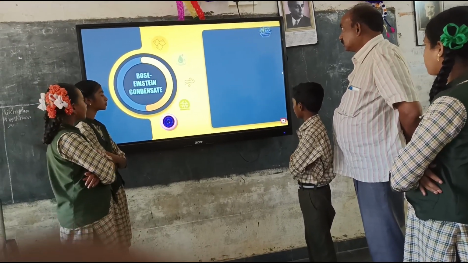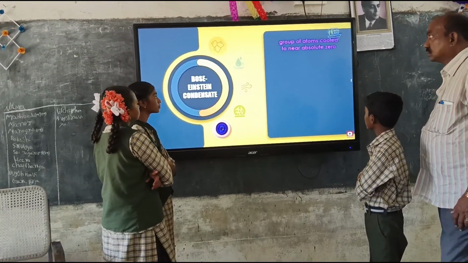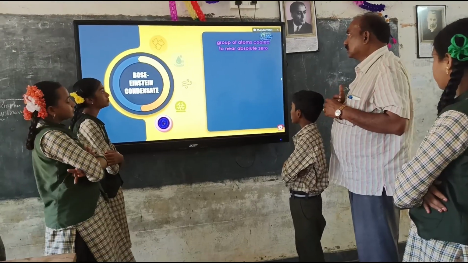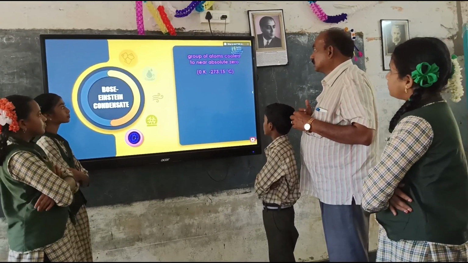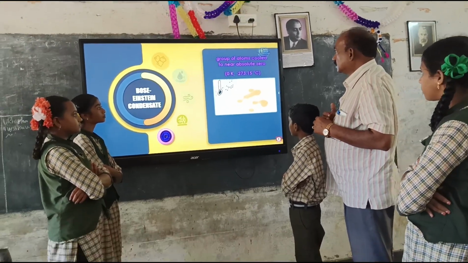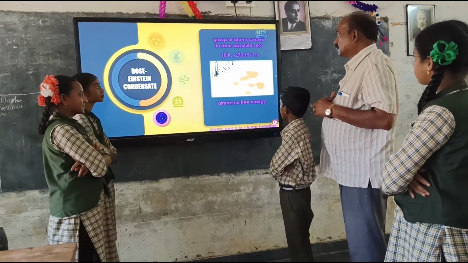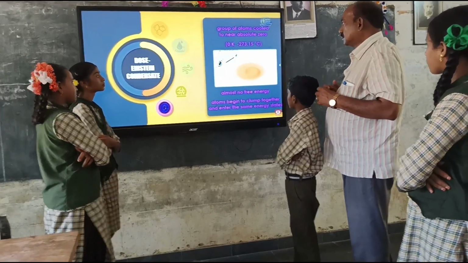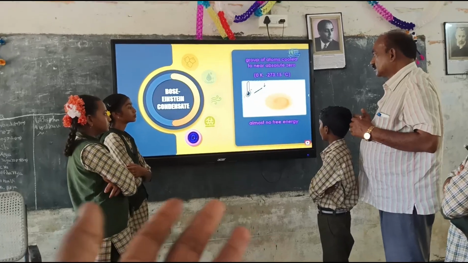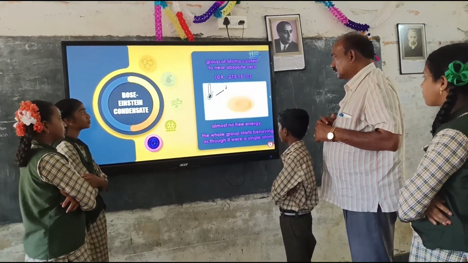Last is Bose-Einstein condensate. A Bose-Einstein condensate is a group of atoms cooled to within a hair of absolute zero. When they reach that temperature, the atoms are hardly moving relative to each other. They have almost no free energy to do so. At that point, the atoms begin to clump together and enter the same energy states. They become identical from a physical point of view, and the whole group starts behaving as though it were a single atom.